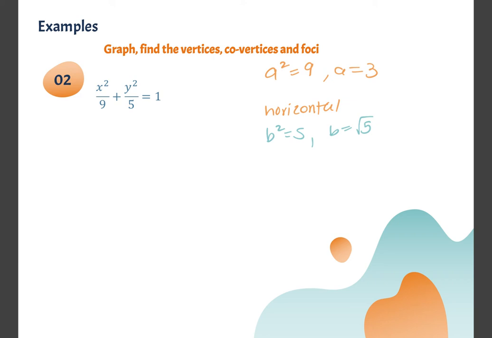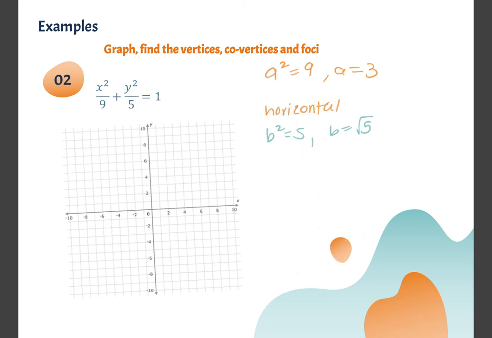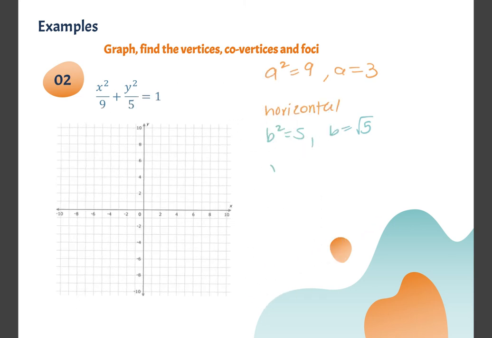My center is still at 0, 0 because, 1, we haven't learned how to do anything other than that, and 2, there's nothing adding or subtracting from the x or the y. So I start there. We said it's horizontal, so we go right and left the A. So I go right 3 and left 3. Those would be my vertices: negative 3, 0, and 3, 0.